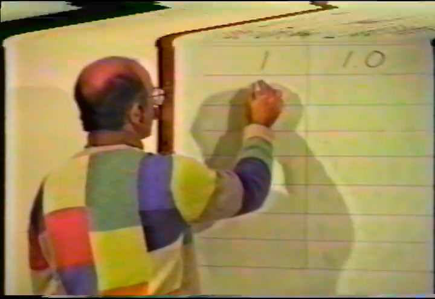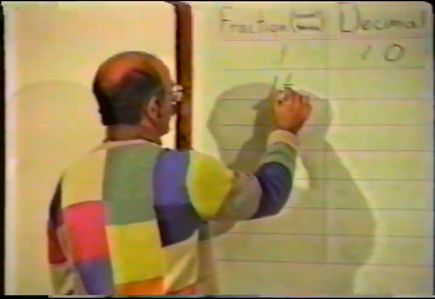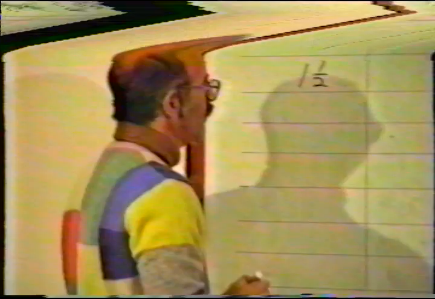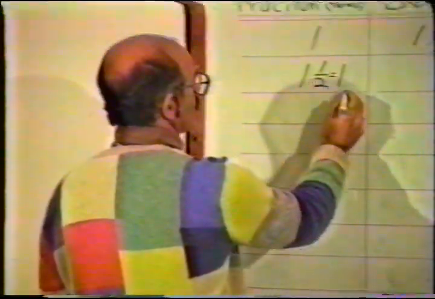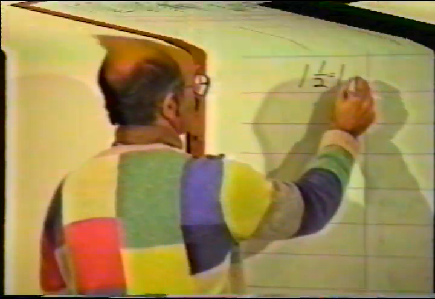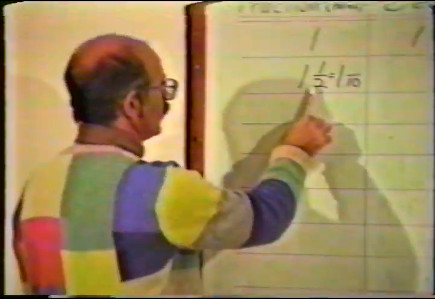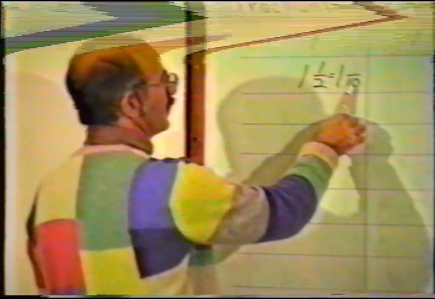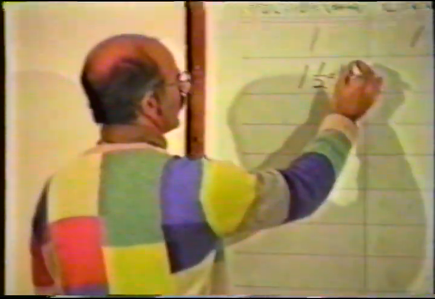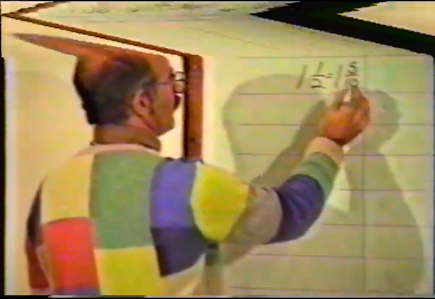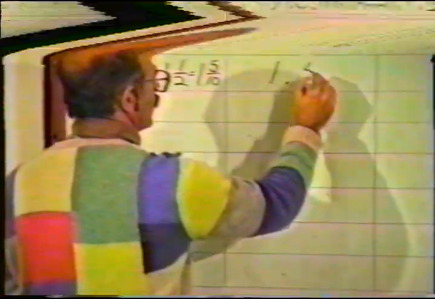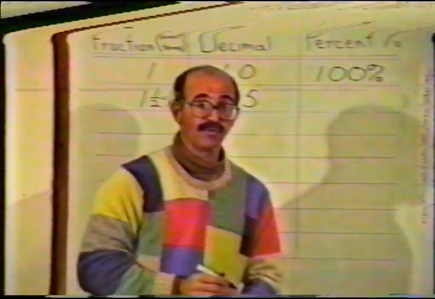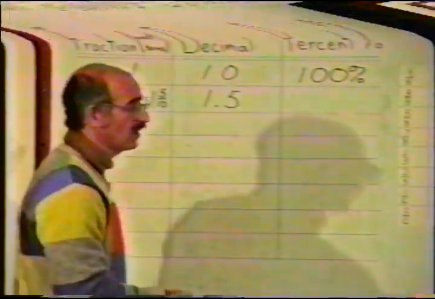The next one is 1 1/2. Well, we can change that so that the fraction is raised to higher terms with 10 on the bottom. 2 into 10 is 5. 5 times 1 is 5. 1 5/10, and we can write that as 1.5. Then, to change it to a percent, we need to move the decimal point 2 places to the right.